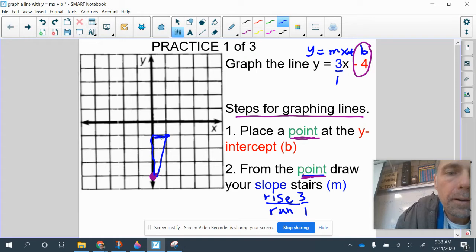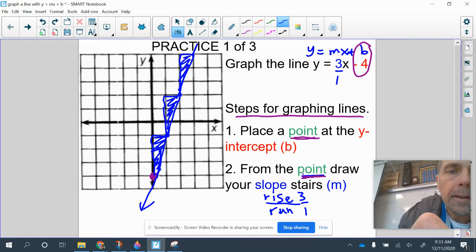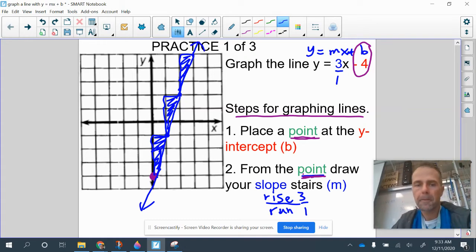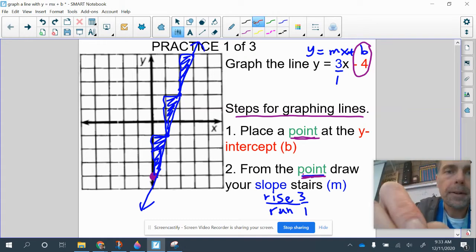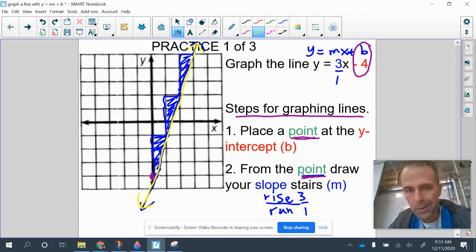Rise 1, 2, 3, run 1. Draw a stair. Rise 3, run 1. Draw your stairs. Put your arrows on the end. Boom. That's your line right there. That's how you do it.